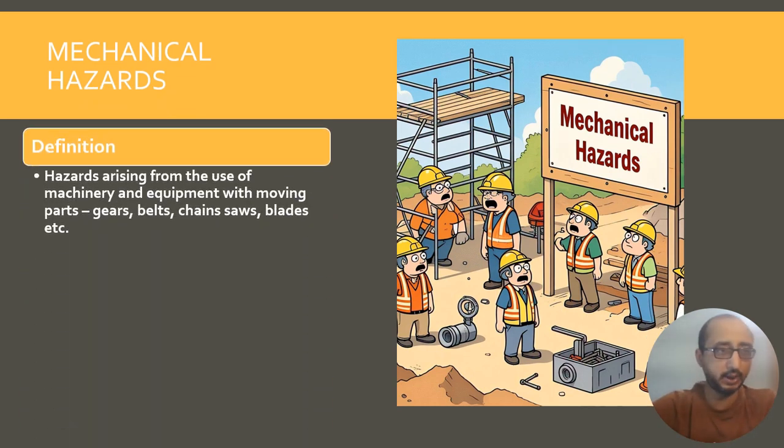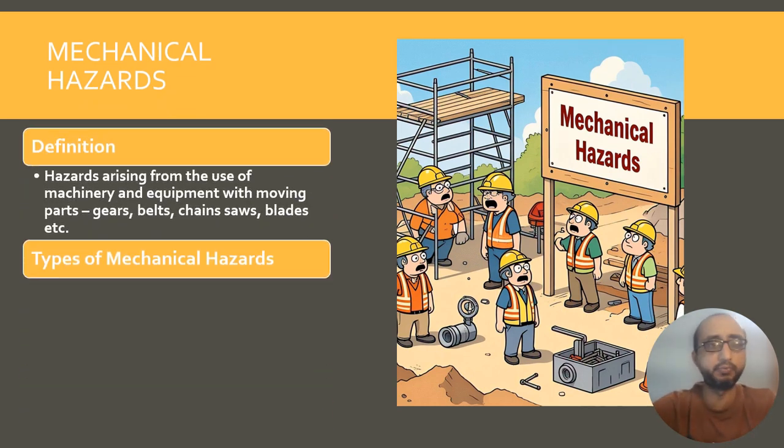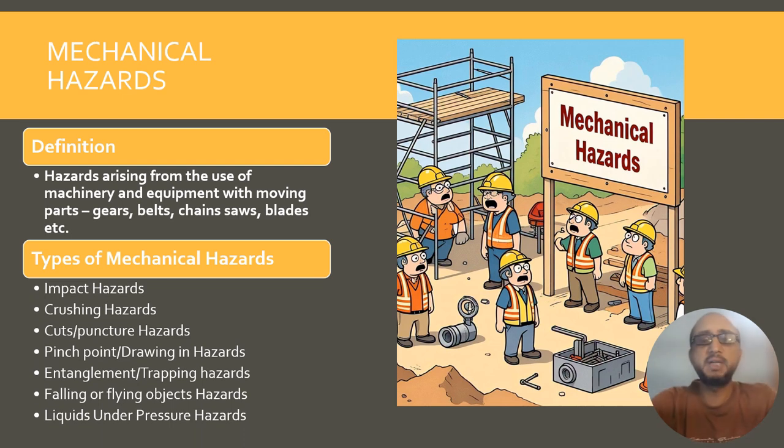Mechanical hazards, let's define them: hazards arising from the use of machinery, equipment, and moving parts. These hazards belong to the equipment and machinery and their moving parts and have mechanical energy that can cause harm to us, and basically they cause physical injuries.